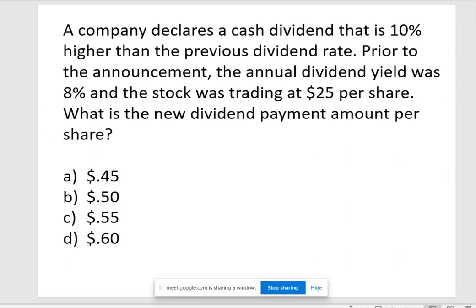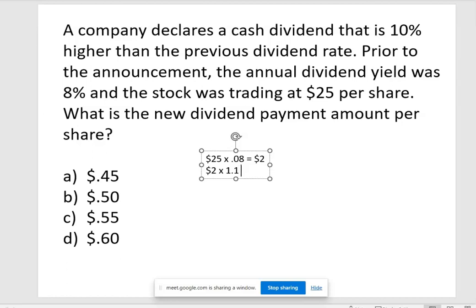First off, we figure out, what was the original dividend payment? It was 8% of $25. So if we start with $25, what's 8% of that? Multiply by 0.08, and you're going to get $2. So the original dividend was $2 annually, because the yield is always on an annual basis. But now it's 10% more than that. So if we take the $2 original dividend, now multiply that by 1.1, because it's the original dividend plus another 10%. So 10% more is like 110%.